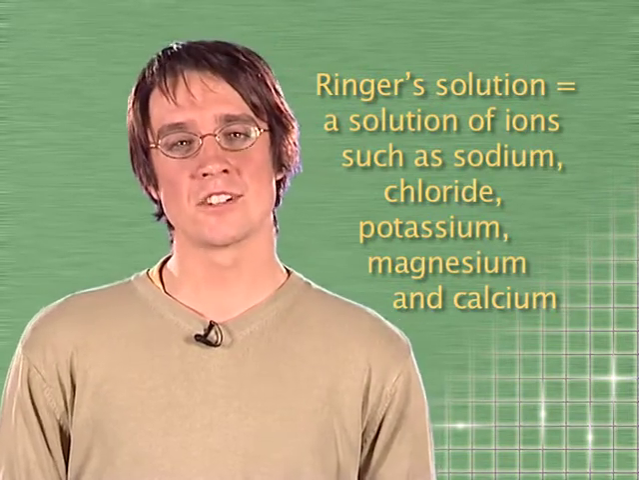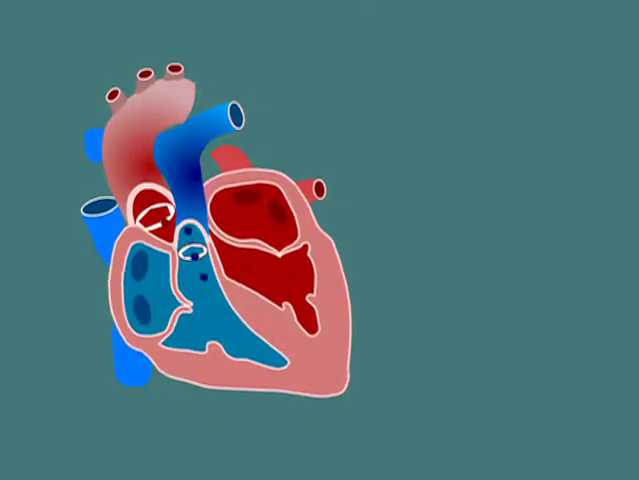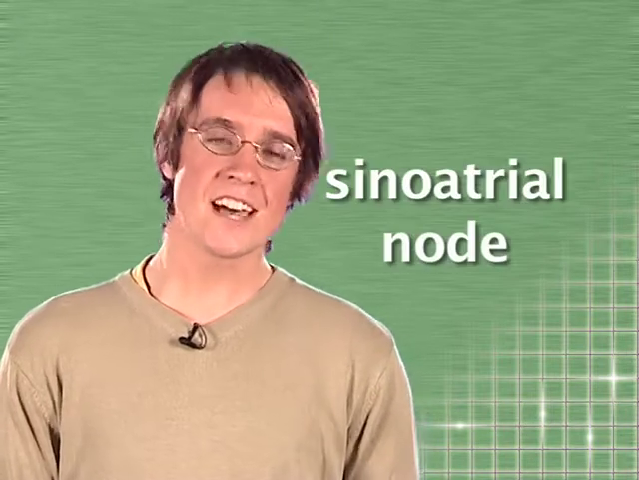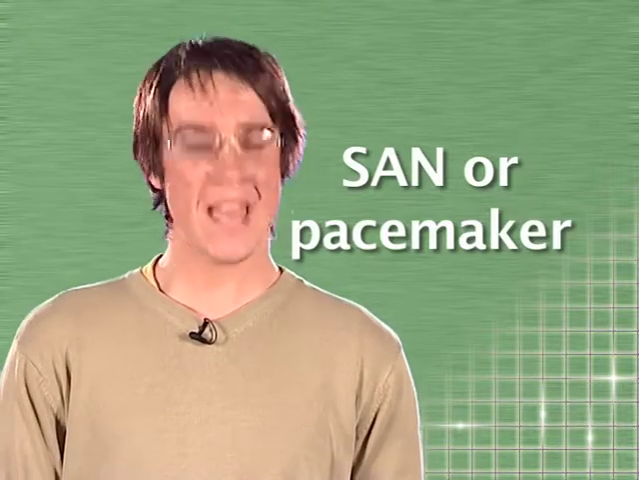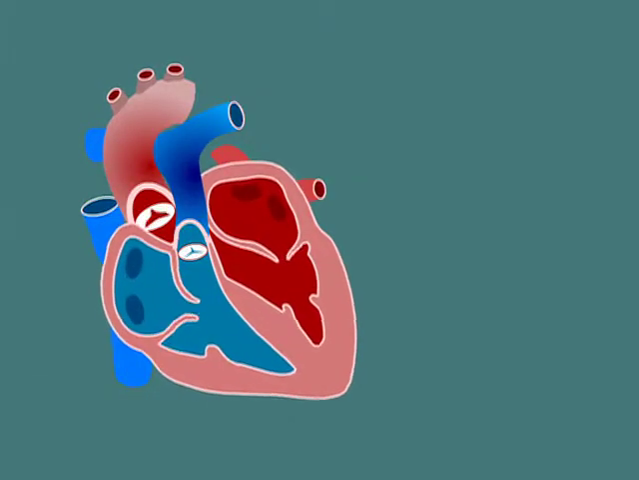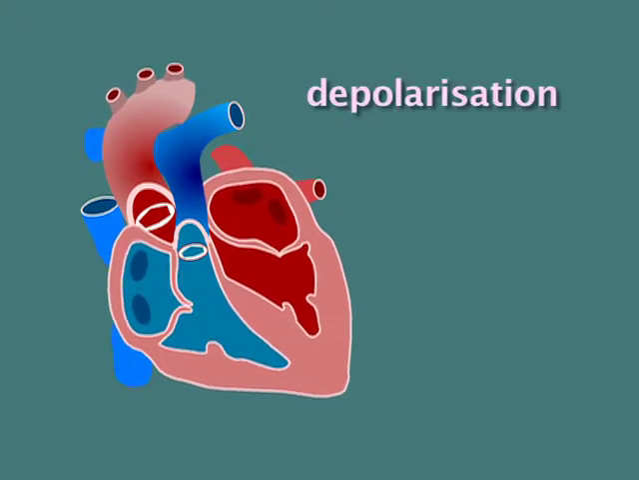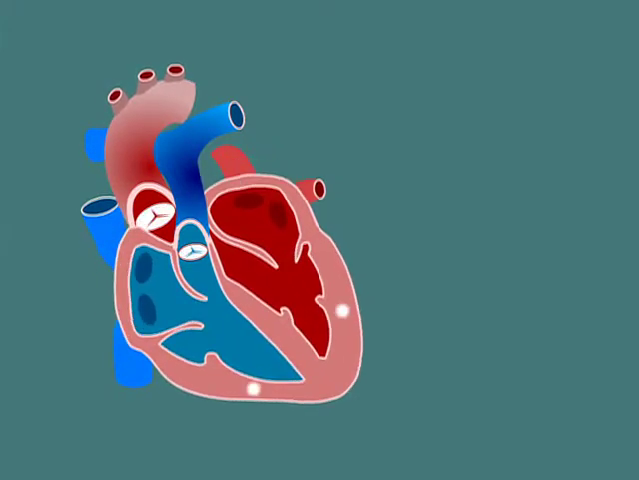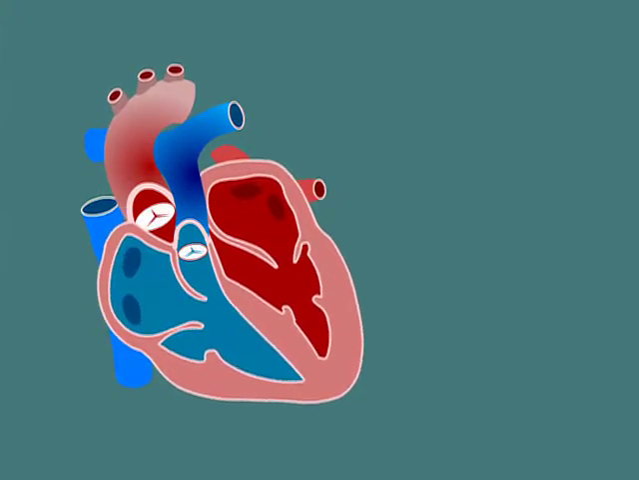If all the heart cells contracted at their own natural rhythms, then the heart would not beat in a coordinated fashion. There is a specialized patch of muscle in the wall of the right atrium called the sinoatrial node. This is sometimes called the SAN, or the pacemaker. When the cells of the SAN contract, they set up a wave of electrical activity, depolarization, that spreads rapidly over the walls of both atria. This ensures that both atria contract at the same time.